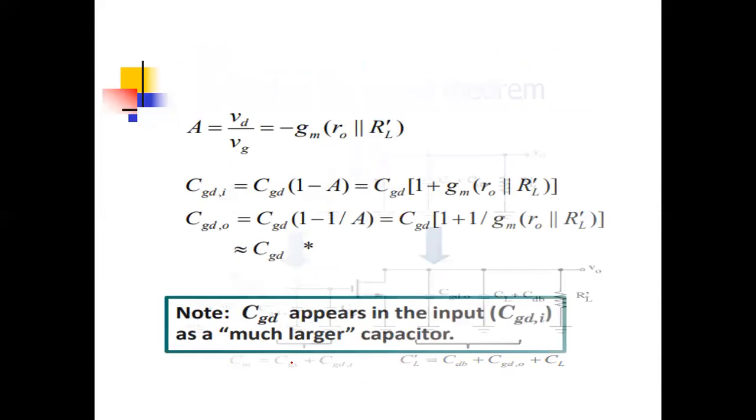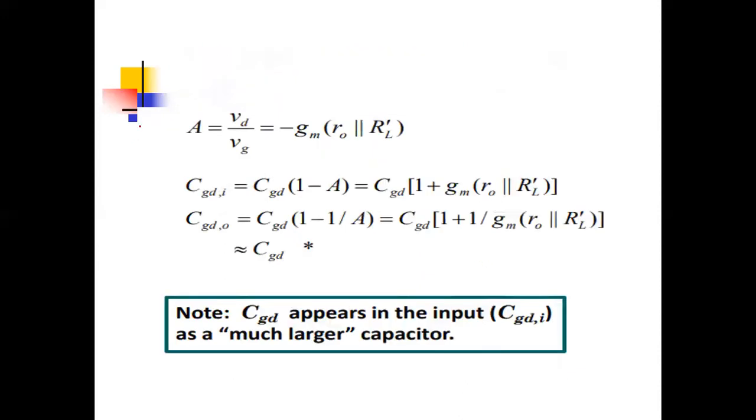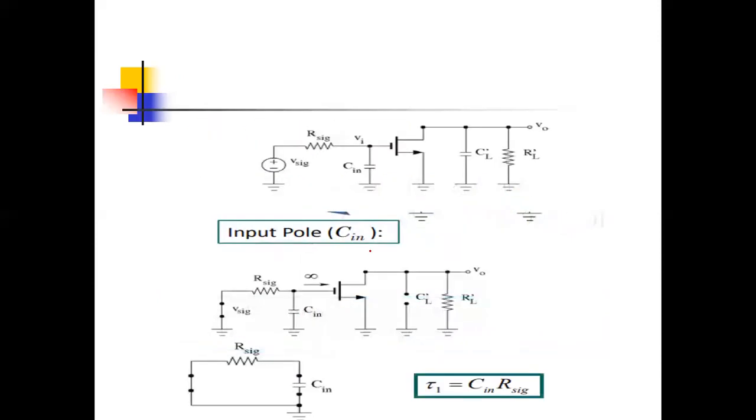You can again convert this into a different circuit where these capacitances combine into one capacitance each. Here it is shown: the value of the input Miller capacitance as per the formula is CGD times (1 minus A), where A is your gain. The gain is gm times (R0 parallel RL dash). Put in the value, and this is the value of the input Miller capacitance and the output Miller capacitance. For the gain, we have already derived the gain of the common source amplifier in the previous lecture, so please follow that. Now the circuit is converted into C in and CL dash: one is the input capacitance, one is the output capacitance.